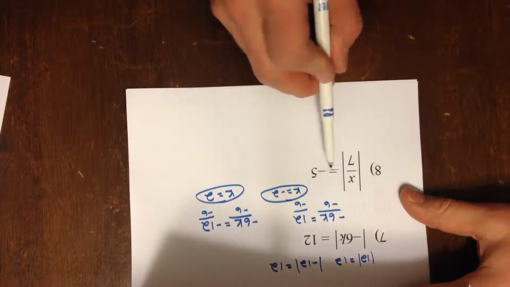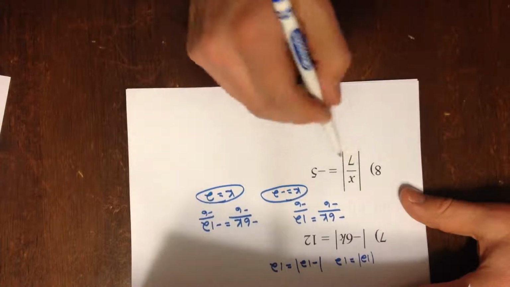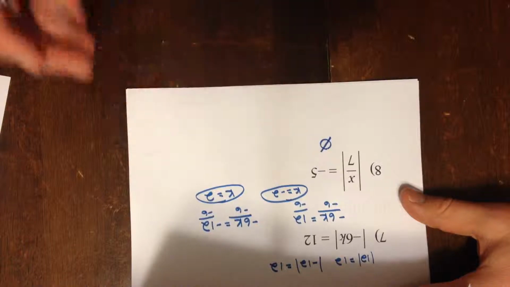Alright, number 8. Absolute values cannot equal a negative. So this is impossible.